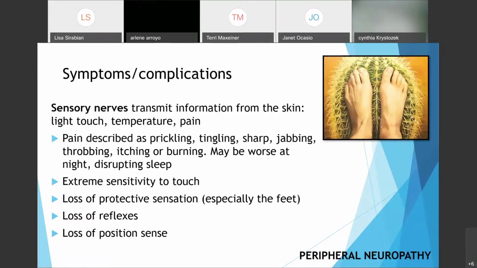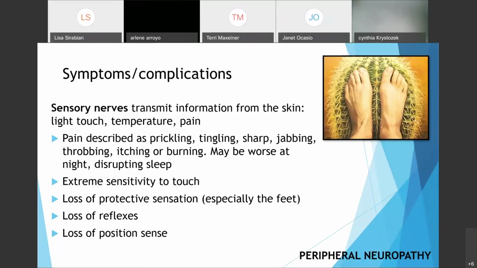So once again, if you're like me, you mostly think of the sensory issues with peripheral neuropathy because that's what we see so much of. It's much easier to see the sensory compartment of this. So the sensory nerves transmit information from the skin. So things like light touch, temperature, and pain are transmitted. The pain that they experience is neuropathic pain. So it's described as prickling, tingling, sometimes sharp jabbing or throbbing, itching, burning, pins and needles, those kinds of descriptors. And that's why we put the little cactus over here with the feet on it, because that's kind of what they feel, that prickly pain.